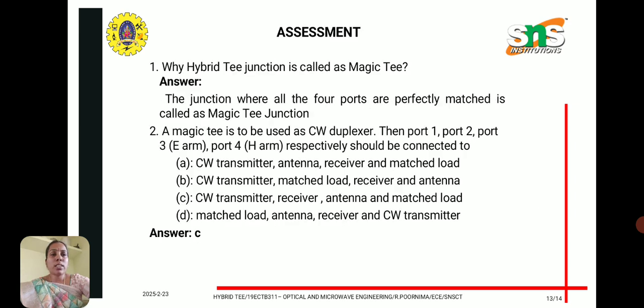Let's take the assessment. Why is the hybrid T junction called a magic T? The junction where all four ports are perfectly matched is called the magic T junction. If the magic T is to be used as a continuous wave duplexer, then port 1, port 2, port 3 and port 4 respectively should be connected to continuous wave transmitter, receiver, antenna and matched load. The answer is option C.